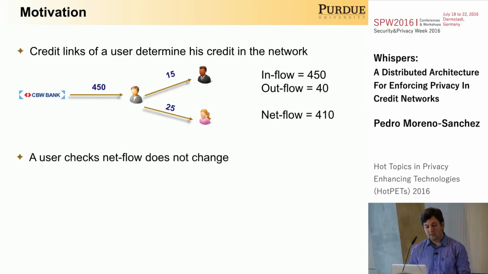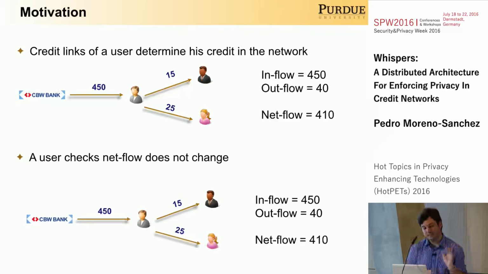The other nice property is that Bob can check locally that he's not incurring any credit loss. In order to do that, what Bob has to check is that his net flow is not changed without his permission. Let's see that through an example again.